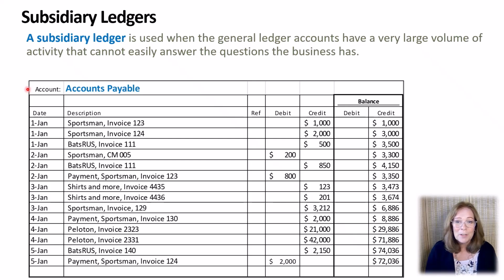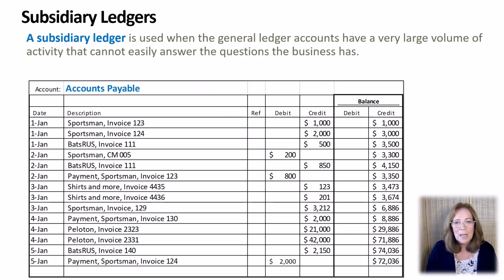How many invoices did we receive from Sportsman, Peloton, and Shirts and More? How much do we owe each vendor? What invoices make up the balance of $72,036? Could you still answer these questions if you had hundreds of accounts payable transactions every single day? Probably not. That is why businesses need an accounts payable subsidiary ledger.